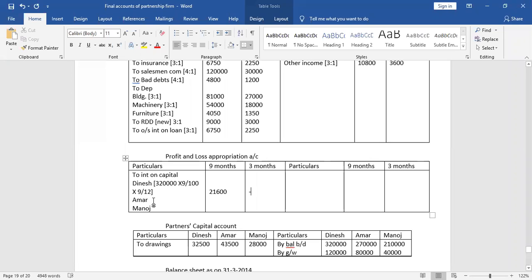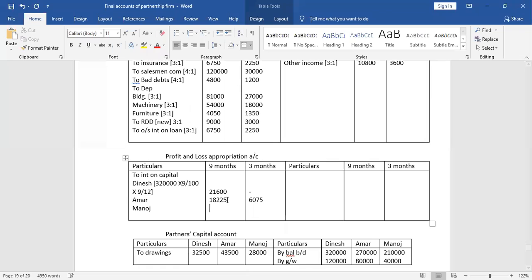सेम वे अमर का it is 2,70,000 तो 2,70,000 पे 9%, 9 मंथ के लिए निकालो. हाउ मच यू आर गेटिंग? 18,225. एंड अमर का 2,70,000 पे 9% तो 3 मंथ्स कितना होते हैं देखो, 6,075. एंड देन मनोज का for 9 months, 2,10,000 is capital, उसके 9% for 9 months 14,175, and same 2,10,000 पे 9% for 3 months is 4,725.